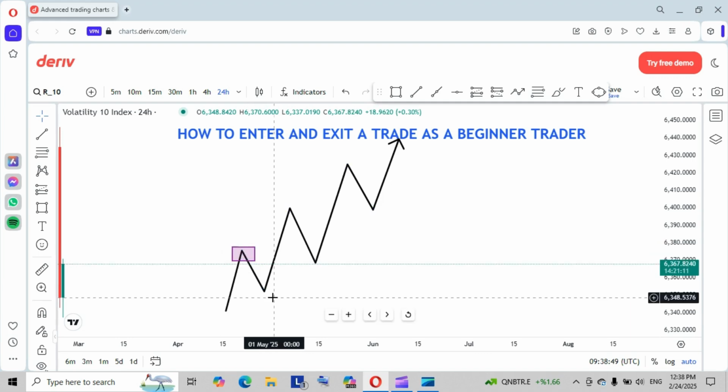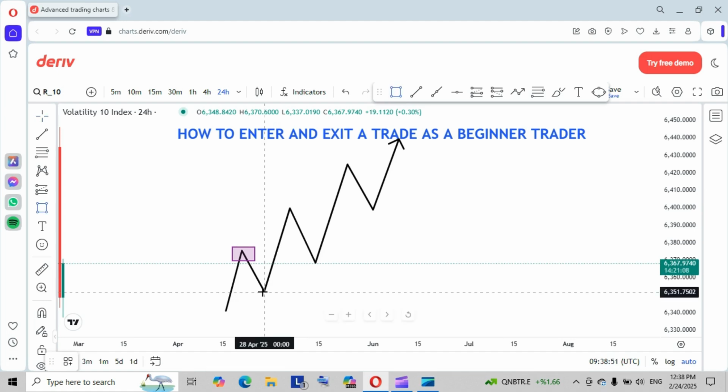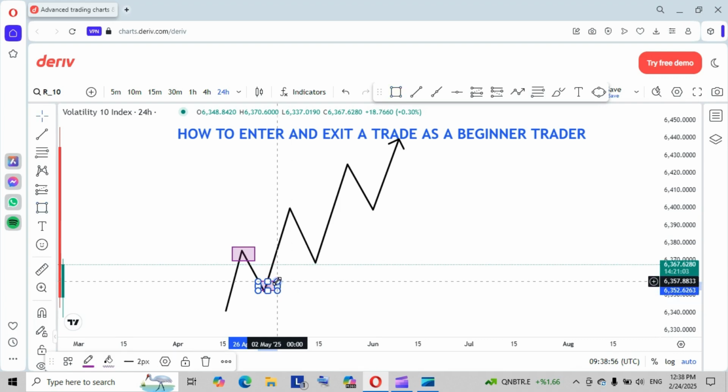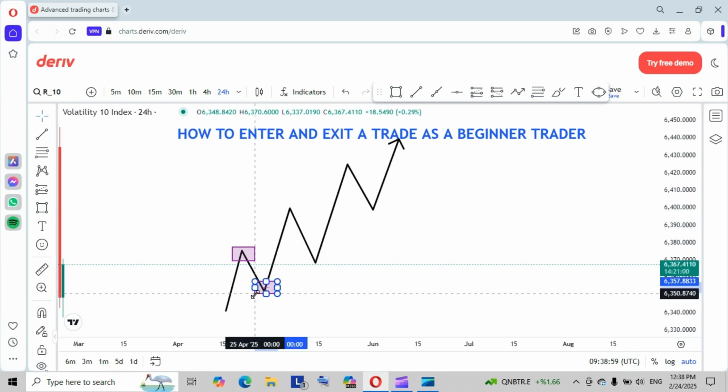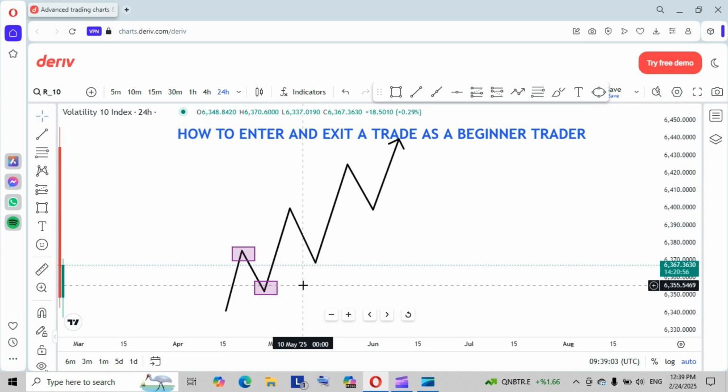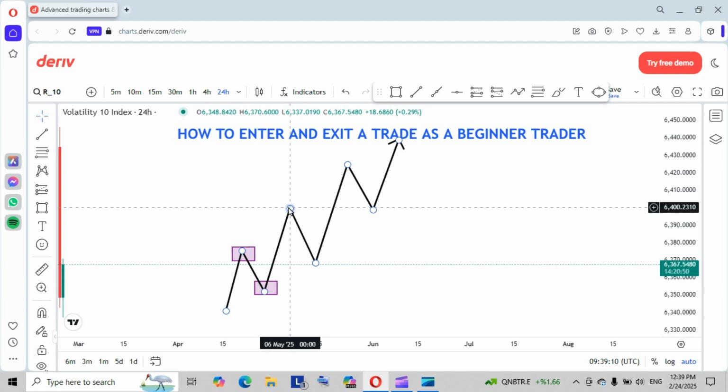So when the market reaches down here, this is our low. This is the point where the sellers were able to push the price down. At this particular price is our higher low. Then when the price reaches here, the buyers were able to push the price back up. So this is our next higher high.